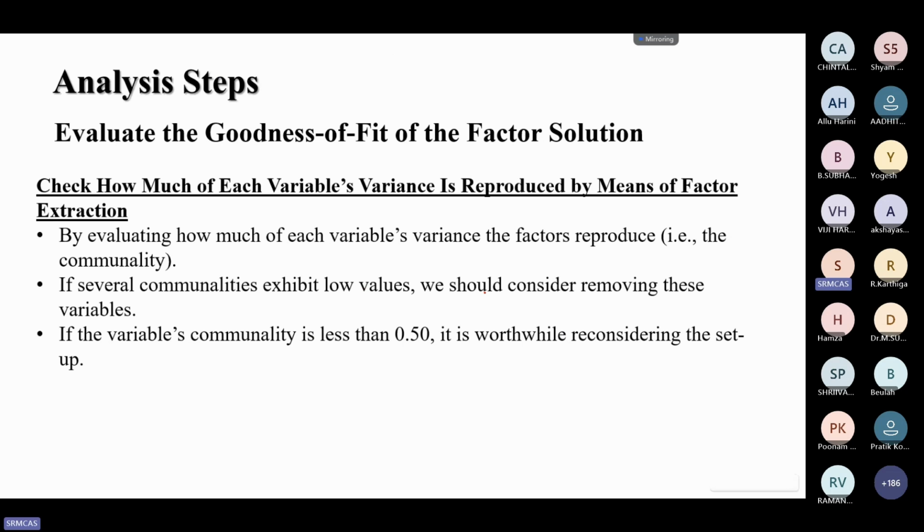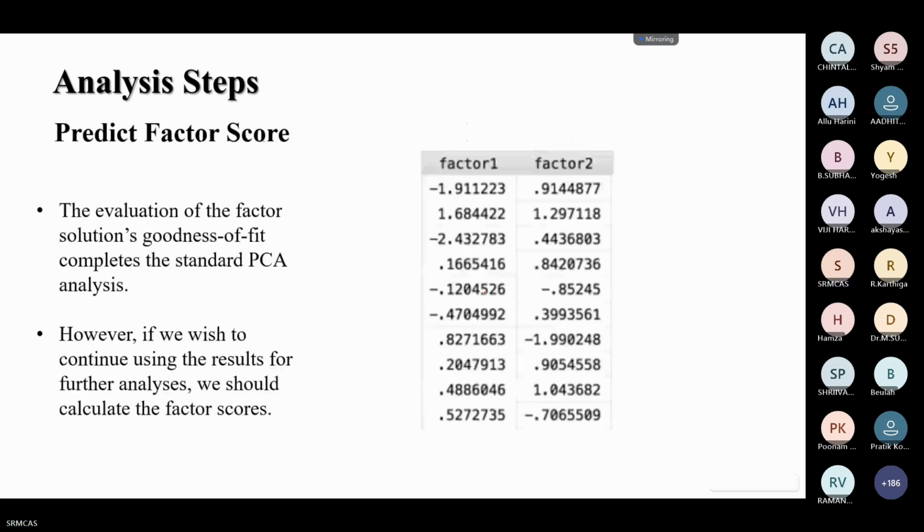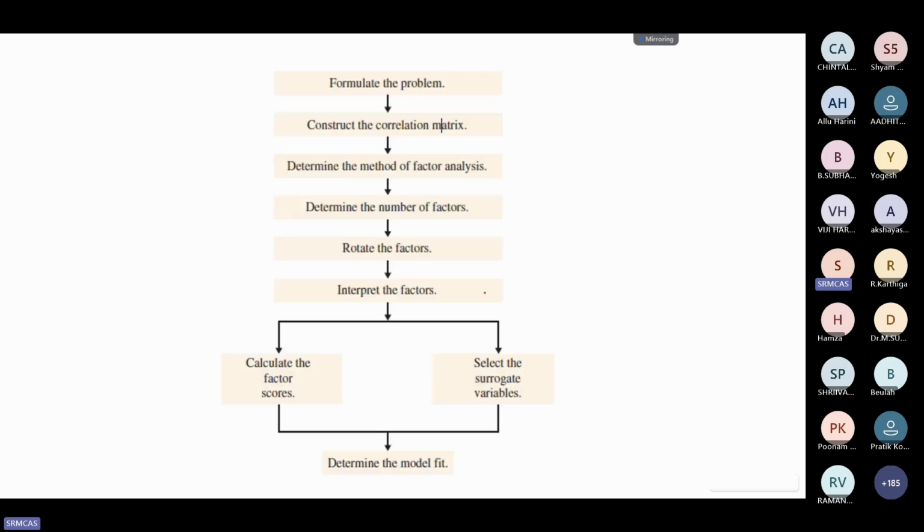So like that, for looking at the communalities, what we have seen in the previous, then we can say the goodness of it. If the communality for the respective variable is less than 0.5, we can reject that variable. Finally, we can predict the factor score, and we can use this factor score for further analysis.